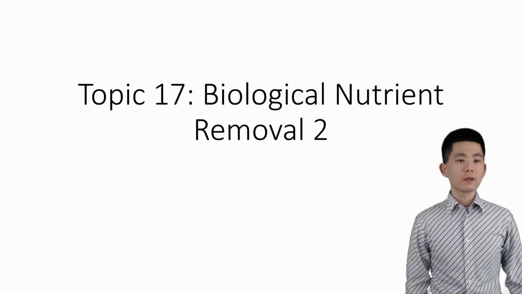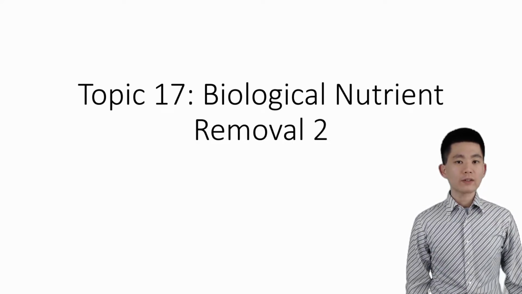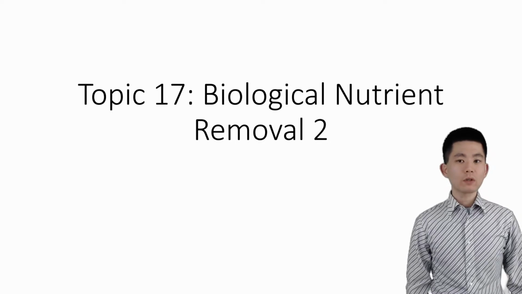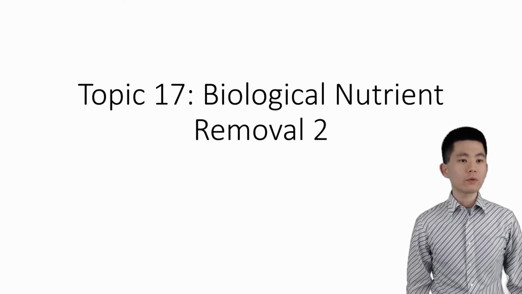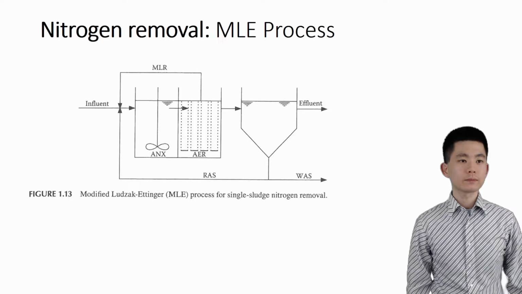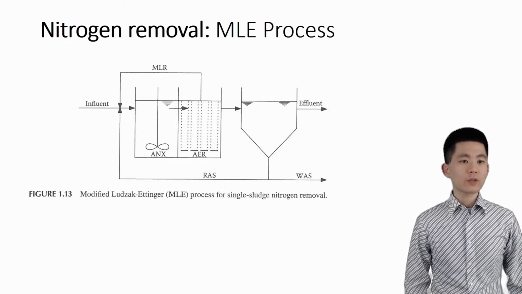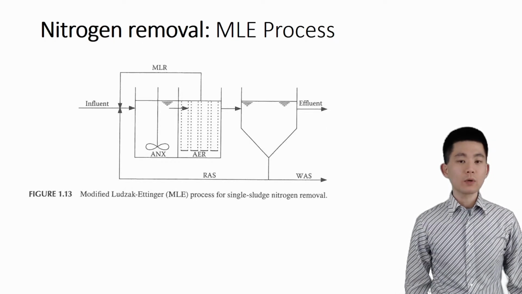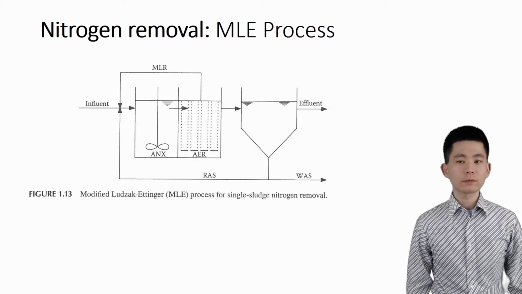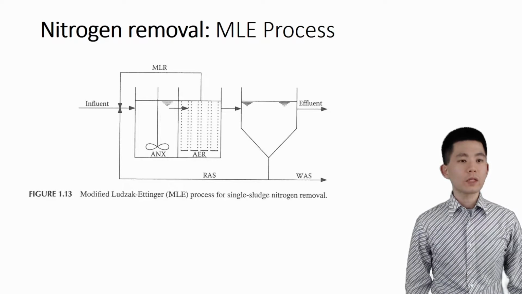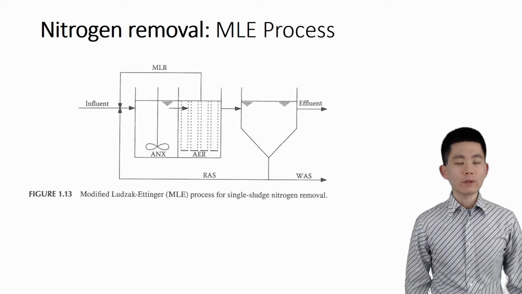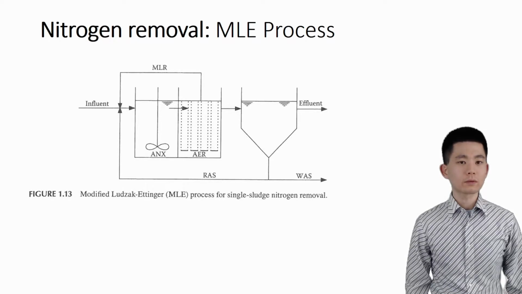In this class, let's look at a few typical reactor configurations for biological nutrient removal and their performances. The modified Ludzack-Ettinger process is the most simple configuration for nitrification and denitrification. It starts with an anoxic zone, followed by an aerobic zone. The mixed liquor from the aerobic zone recycles back to the beginning of the anoxic zone.